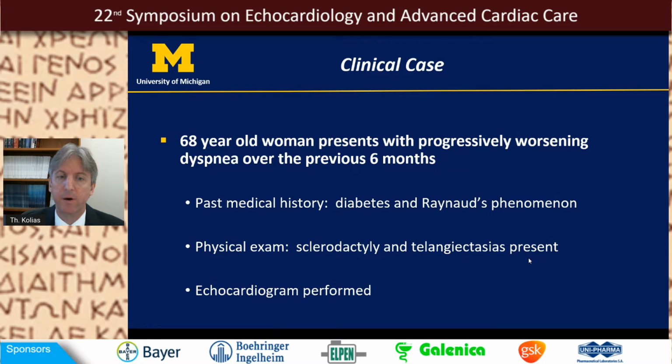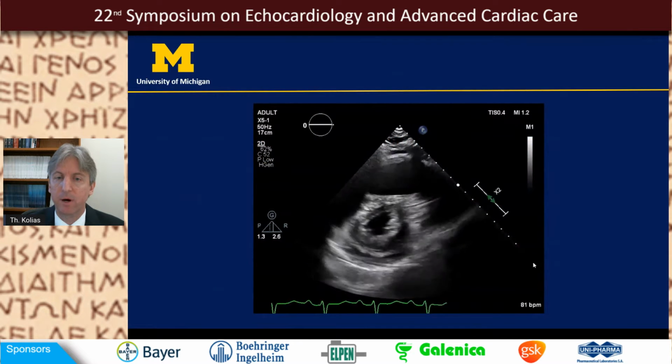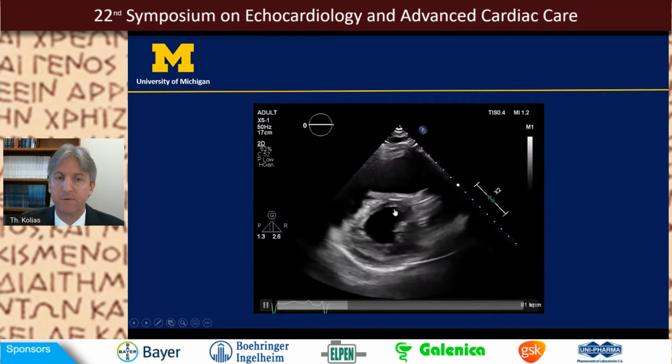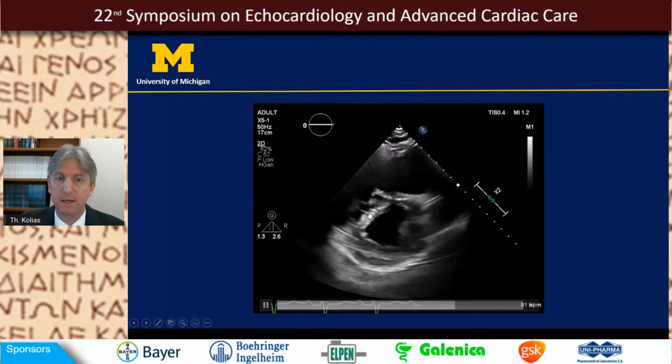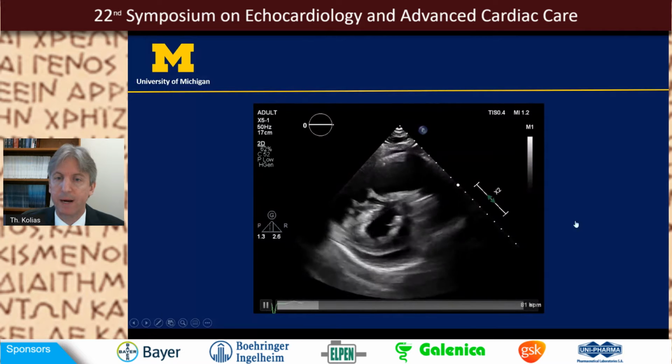On physical exam, she had sclerodactyly and telangiectasias were also present. An echocardiogram was performed, and here are a few of the images from the echocardiogram. What is apparent in this parasternal short axis view is that there is septal flattening in systole, suggestive of a right ventricular pressure overload consistent with pulmonary hypertension.